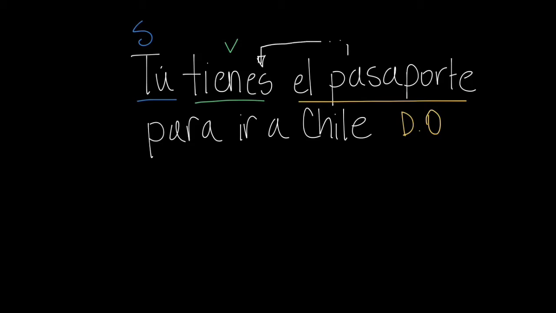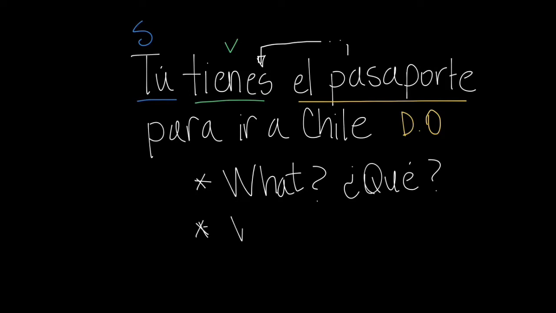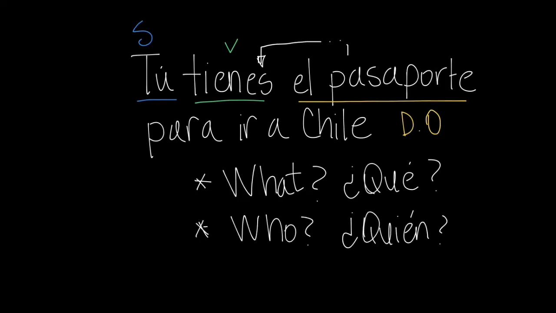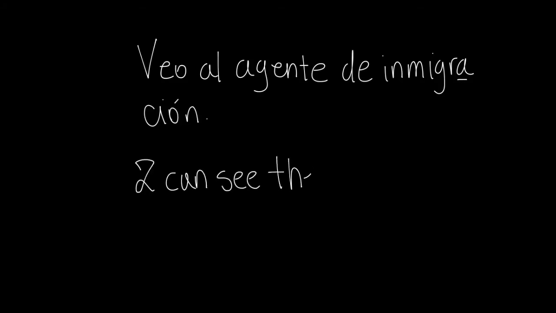The direct object is always located right next to the verb, and it answers the questions what, qué, or who, quién. Let's take a look at the next sentence. Veo a la gente de inmigración. The equivalent in English will be: I can see the immigration officer.